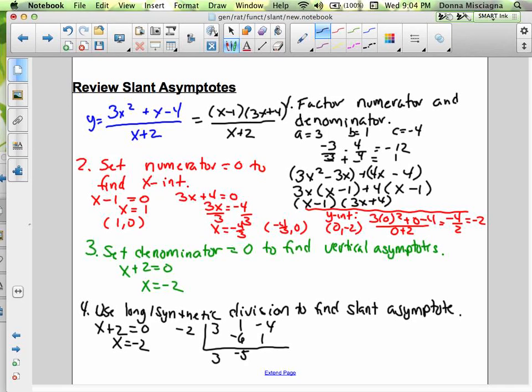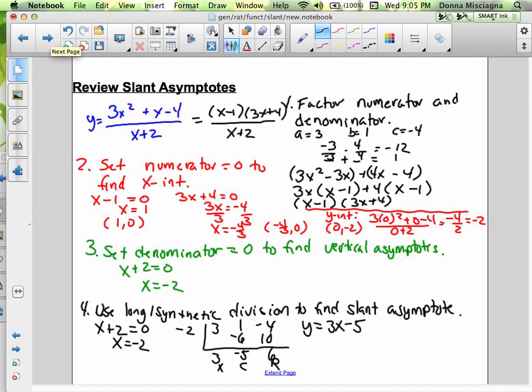Add, we get 6. All right, so now this is the remainder, and we don't care about the remainder when we are finding the slant asymptote. This is a constant, we care about that one, and this is x. So our slant asymptote is y equals 3x minus 5.